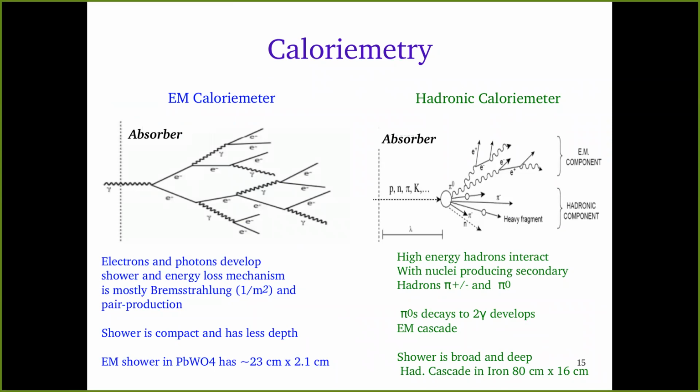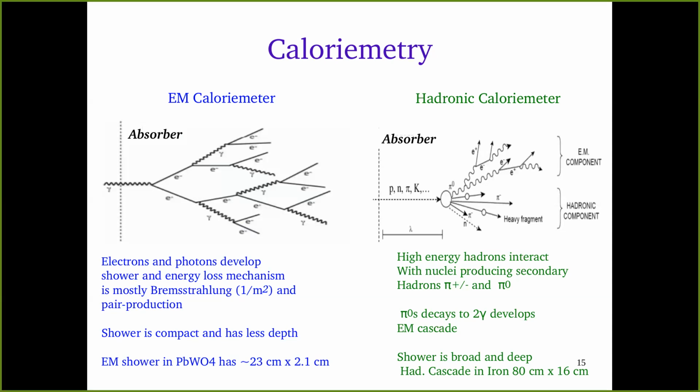In the electromagnetic calorimeter, the electrons and photons develop the shower through the energy loss mechanism, mostly by Bremsstrahlung and pair production. Means the photons mostly interact by pair production, and electrons, because of their very light mass, lose most of the energy by the Bremsstrahlung. One feature of this electromagnetic shower is that it is generally very compact, means the transverse spread of the shower is not very wide, and the lateral spread is also very limited. So the shower is very compact and has less depth.